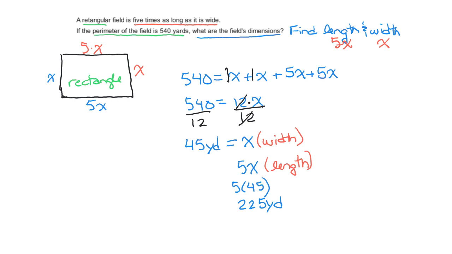So when it says find the dimensions, we can write: the length is 225 yards, and the width is 45 yards.